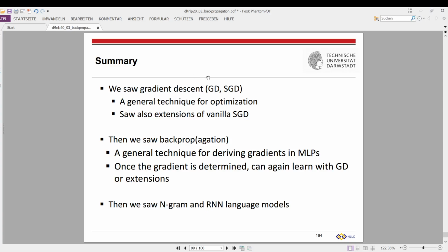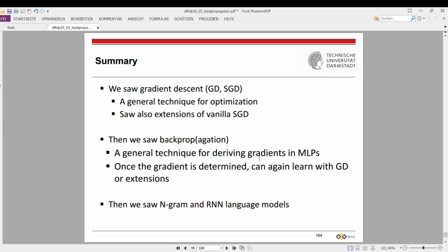Then this very general technique requires the gradient. Where did we get the gradient from? We got the gradient from backpropagation. This was a general technique for deriving the gradients in multilayer perceptrons, and other neural network architectures, and maybe also beyond. So we could get the gradient there. Once we have the gradient, we can plug the gradient into gradient descent and use the combination of these two approaches to train our neural networks, to minimize an error function.